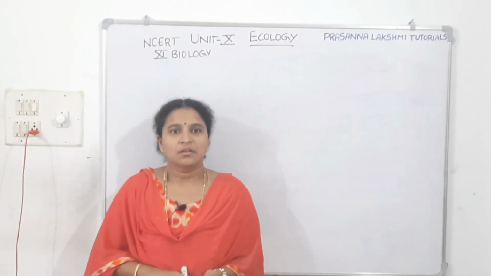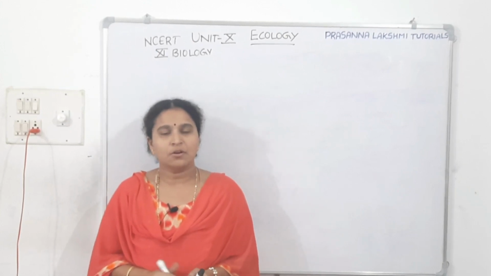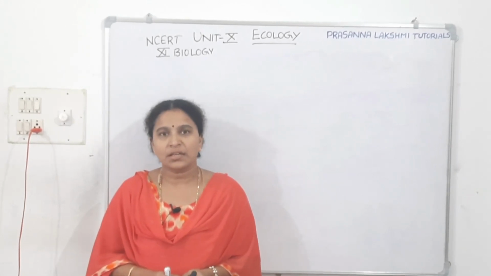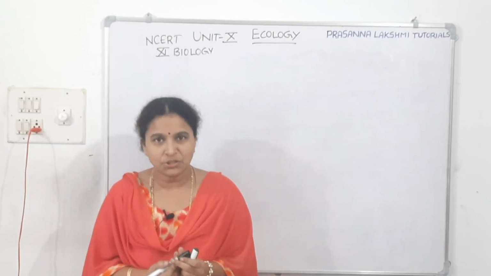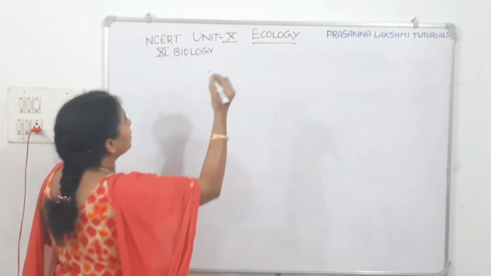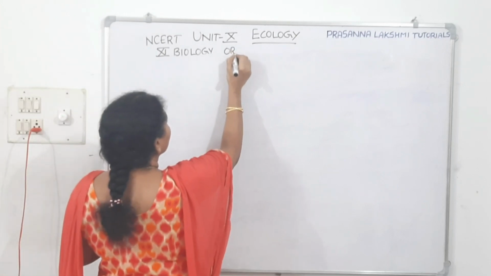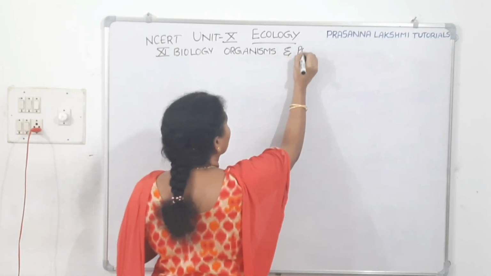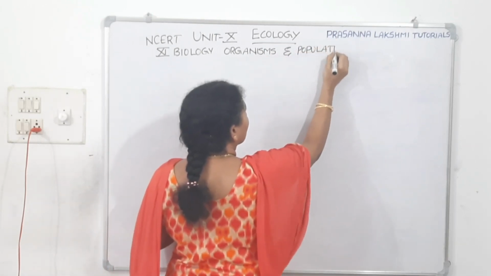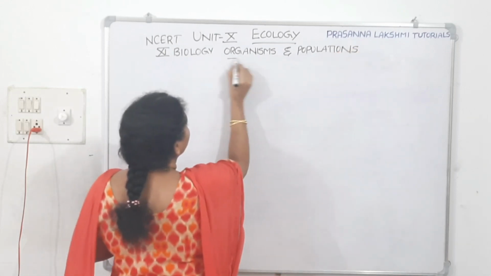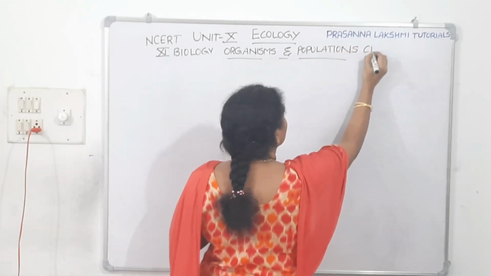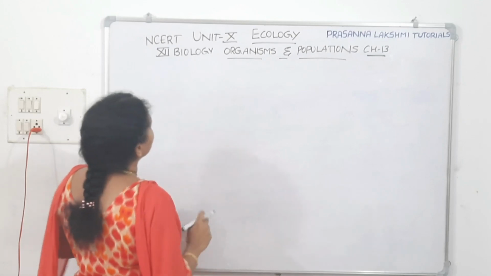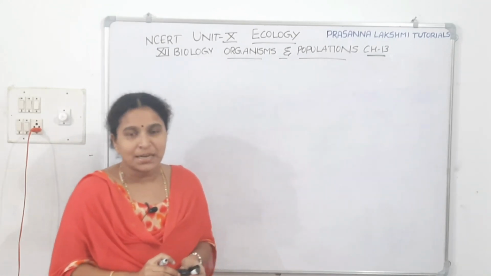Hello everyone. In today's session, we'll start with a new chapter of 12th NCERT textbook Biology, which is unit number 10, chapter number 13, Organisms and Population. So let's start our today's session with a new chapter, Organisms and Populations. This is chapter number 13 in 12th NCERT Biology under unit 10, Organisms and Population.